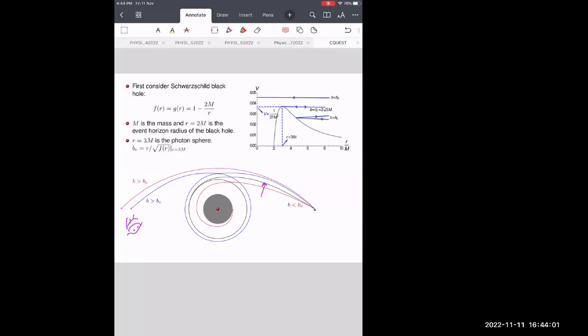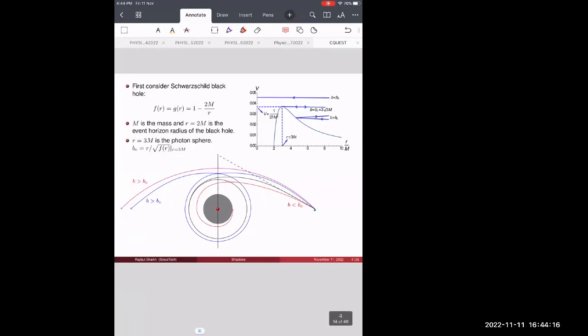Note that although the surface which separates the plunging and the escaping photons has radius 3m, in the observer sky it appears at some larger radius, 3√3m, for the Schwarzschild black hole. This is because of the bending. The critical orbit arrives at the r equal to 3m surface tangentially, but in the observer sky it appears at a greater radius. This is 3√3m, and this is equal to the critical impact parameter.